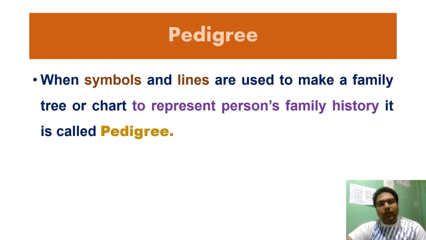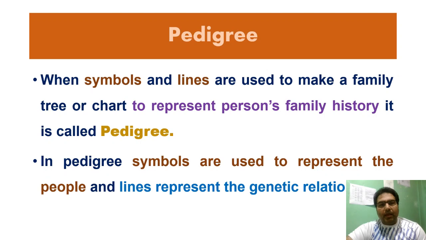Now, when symbols and lines are used to make a family tree to represent a person's family history, it is called a pedigree. In a pedigree, symbols are used to represent the people and the lines are used to represent the genetic information.